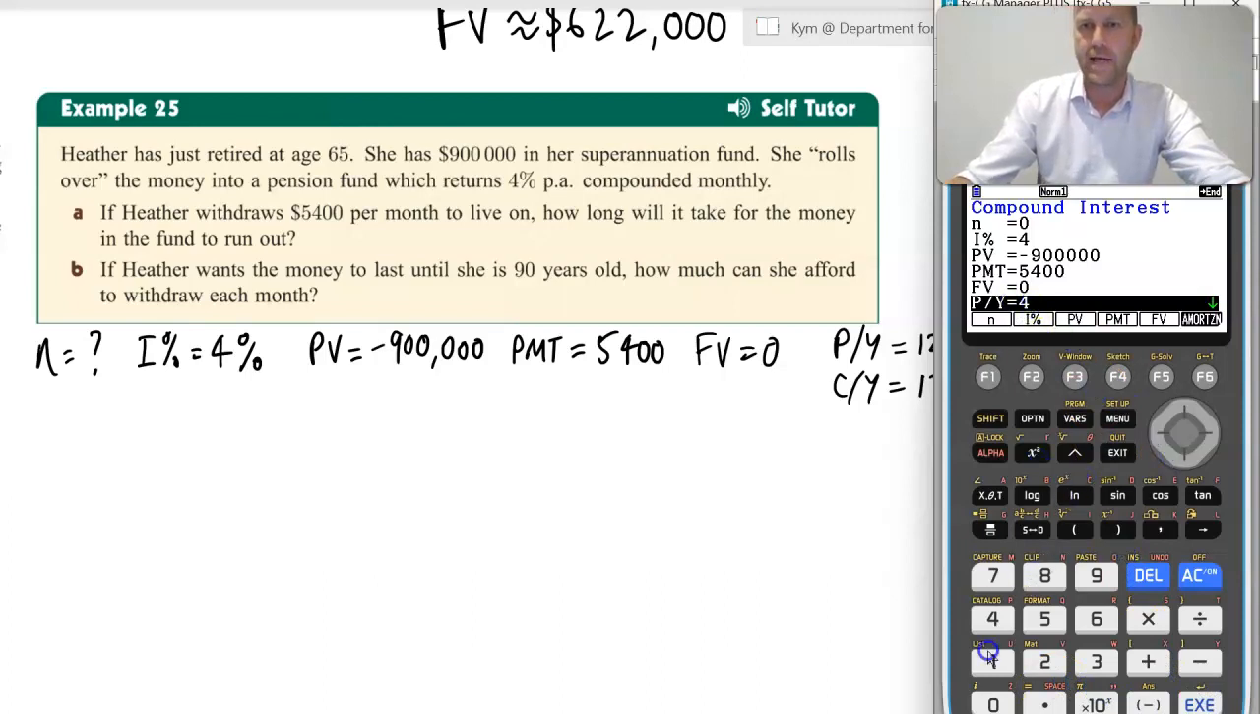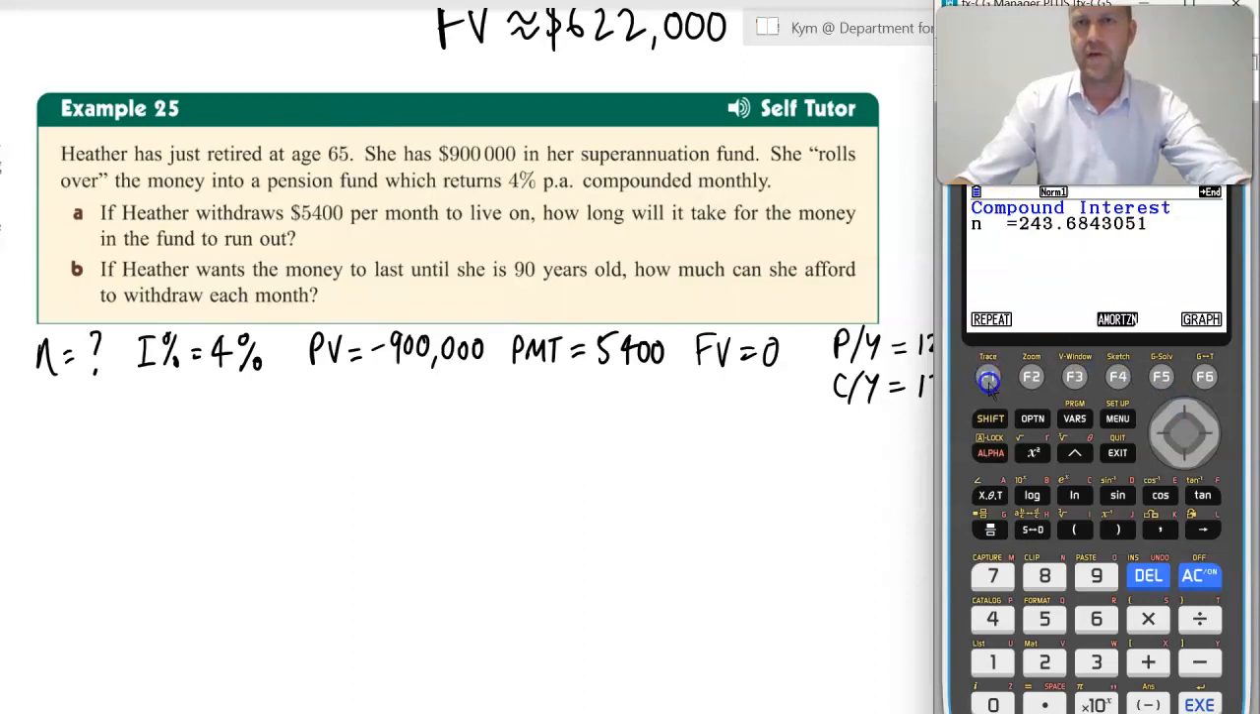PY and CY, again, in this case, are both 12 because there is still some interest being earned on the money that's in there. That's 4% per annum compounded monthly. So let's go ahead and ask the calculator to tell us how many months that money will last.